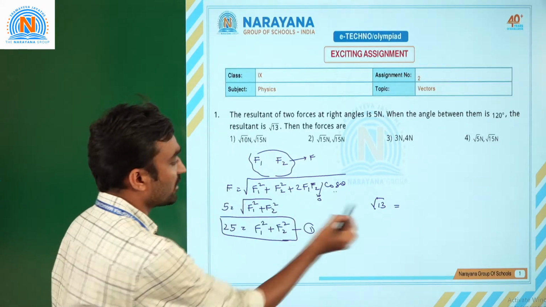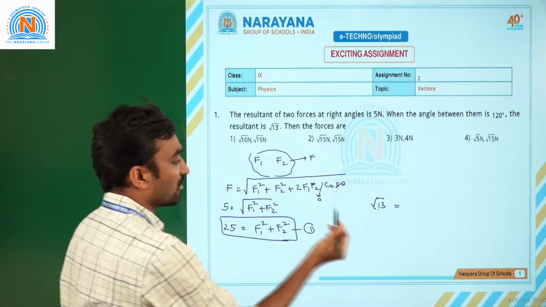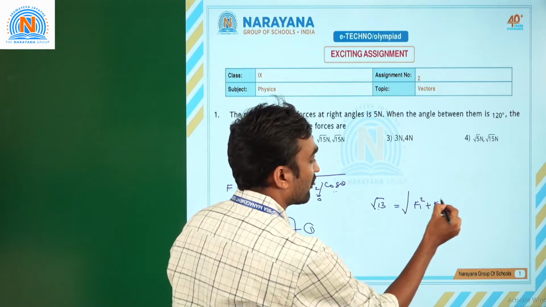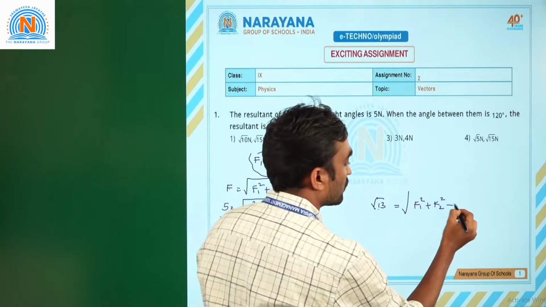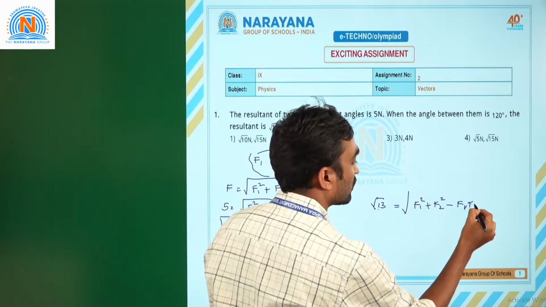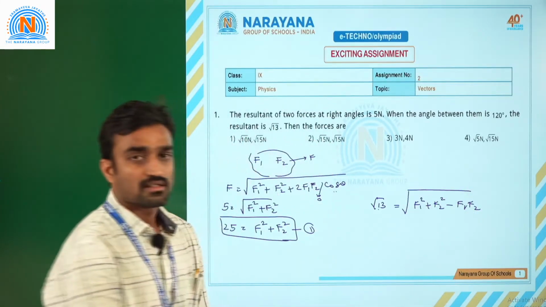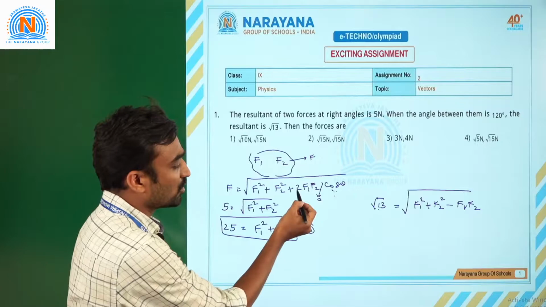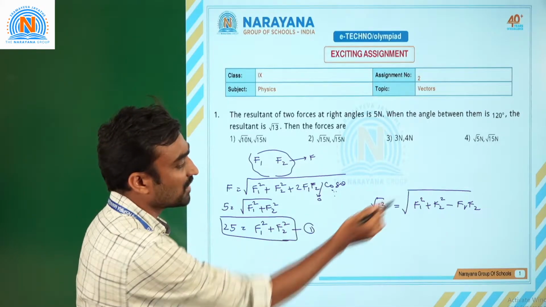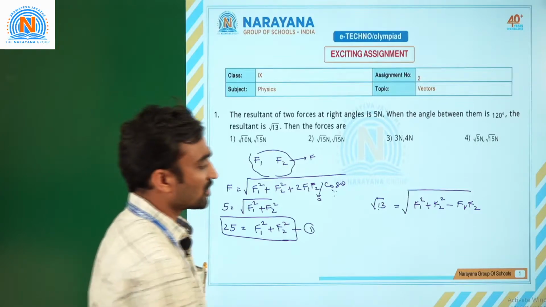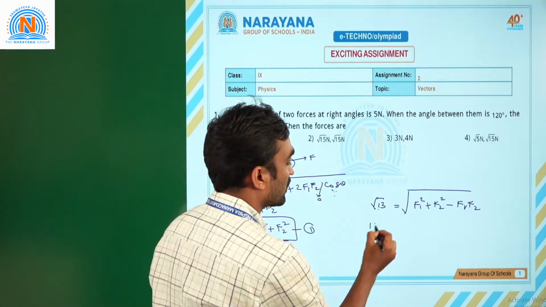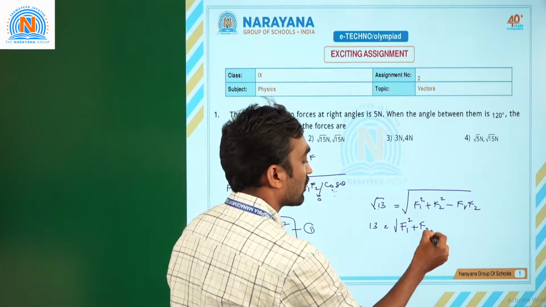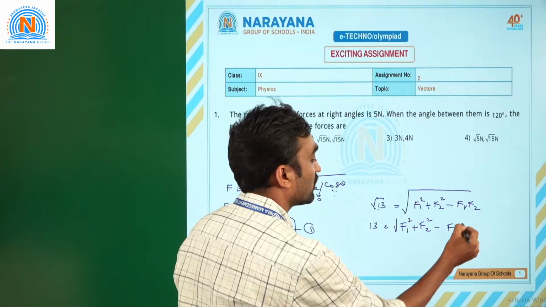So, this resultant is root 13 and the formula we can write as F1 square plus F2 square minus F1 F2. See this, here cos 120 is minus 1 by 2, that 1 by 2 and 2 will get cancelled, the remaining function will become minus F1 and F2. So, squaring on both sides this will become 13 equal to under root F1 square plus F2 square minus F1 F2.